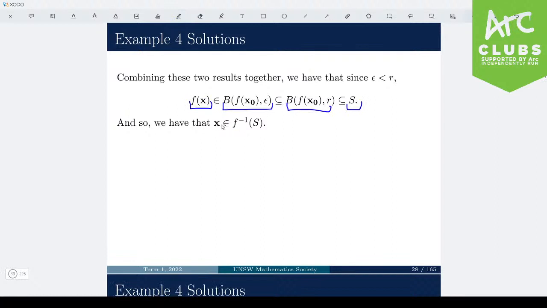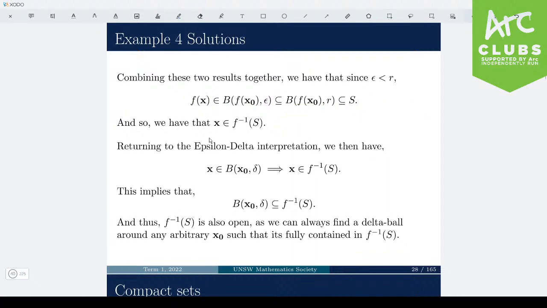And so we have that x is within the f inverse of S. So now we have this result, we take the inverse on both sides. So x must be an element, I mean, element. So x is an element of f inverse of S.